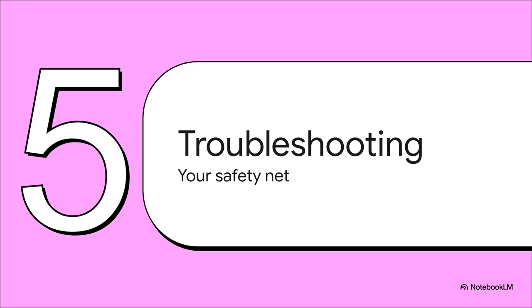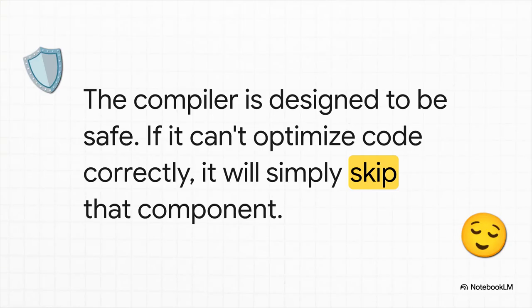So let's talk about your safety net. What do you do when you run into issues, and how do you figure out what's going on? Okay, first, and this is the most important thing to remember, the compiler is designed to fail safely. If it looks at a component and can't figure out how to optimize it with 100% confidence, maybe you're doing something weird that breaks the rules of React, it won't break your app. It'll just quietly skip that one component and move on.